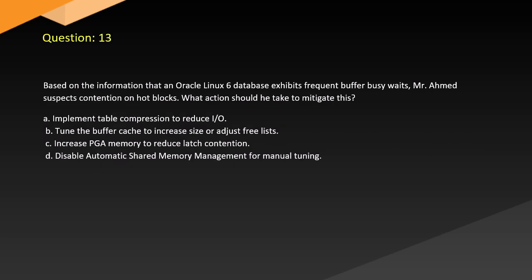Question 13. Based on the information that an Oracle Linux 6 database exhibits frequent buffer busy waits, Mr. Ahmed suspects contention on hot blocks. What action should he take to mitigate this? A. Implement table compression to reduce I/O. B. Tune the buffer cache to increase size or adjust free lists. C. Increase PGA memory to reduce latch contention. D. Disable automatic shared memory management for manual tuning.